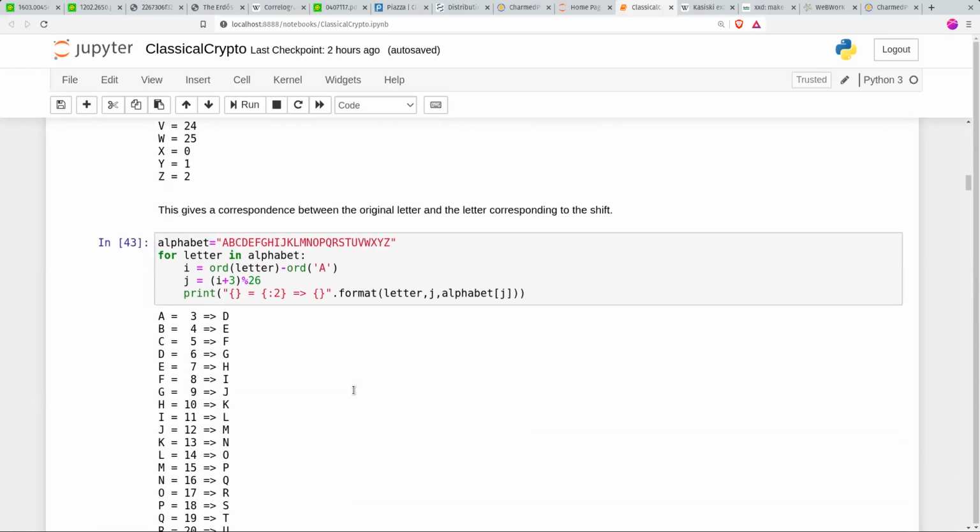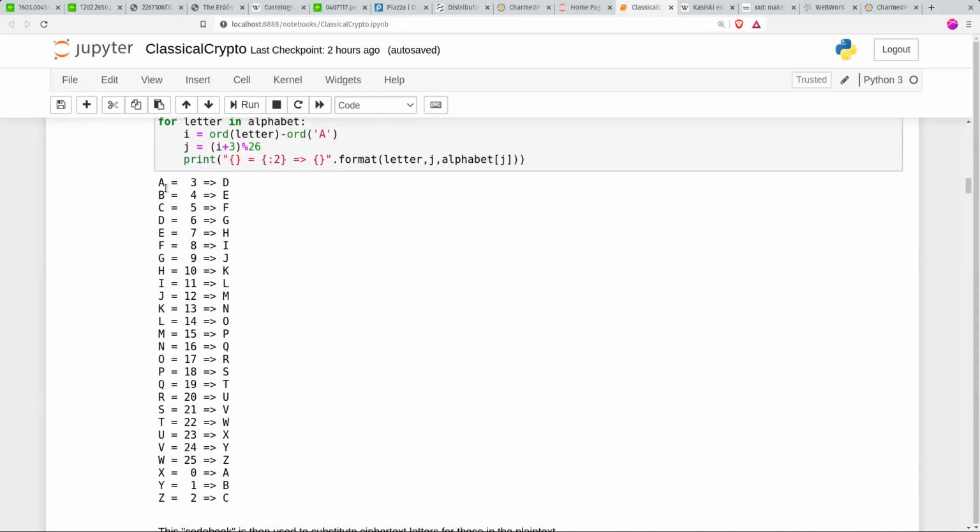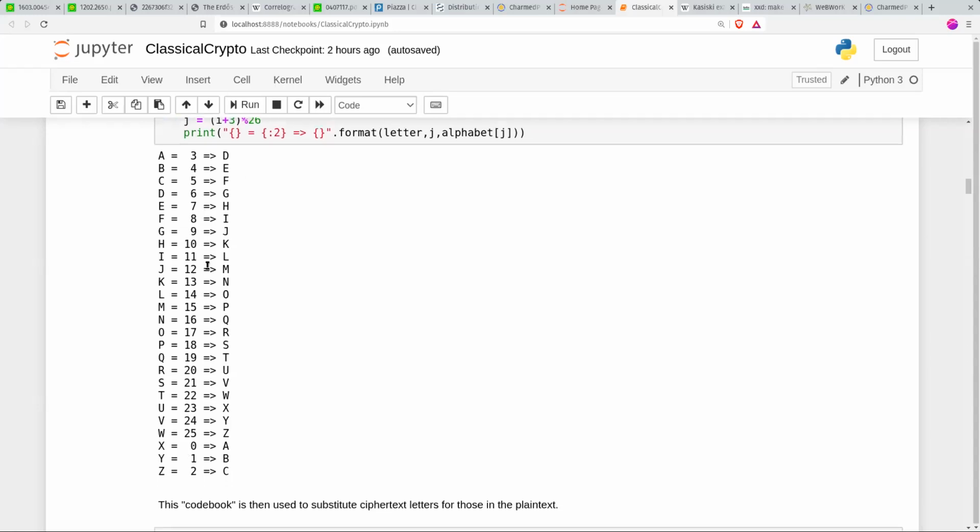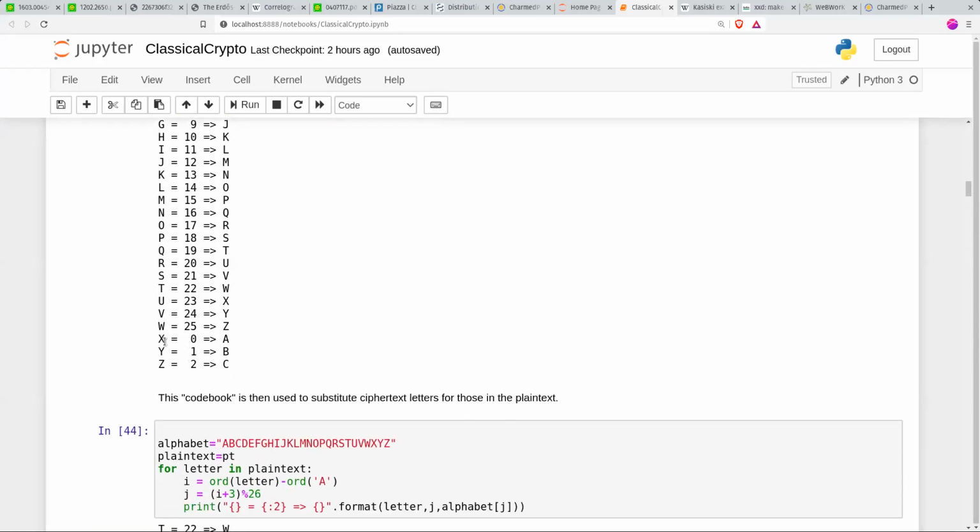Okay. So now we get a correspondence. So this is the actual substitution that gets applied. So all of these ciphers that we're going to be talking about are substitution ciphers. So what happens is every time you see an A, you substitute D, which is the 3rd letter. Every time you see a B, you substitute E, which is the 4th letter, and so on all the way down. So all the X's get turned into A's, etc.